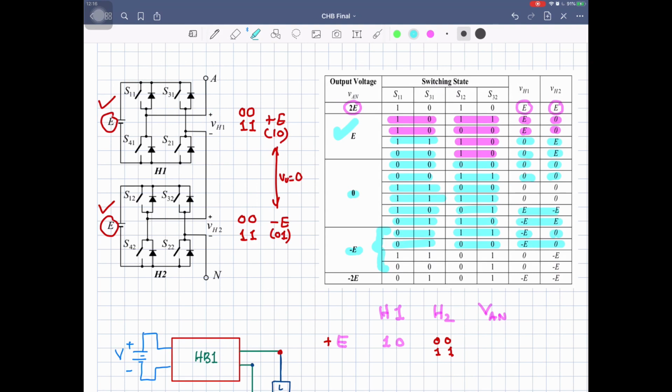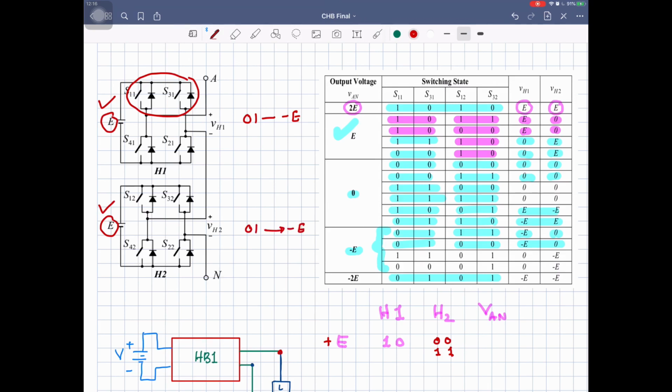There is one combination for which you will get 2E, and one combination for which you will get minus 2E. To get minus 2E, what switching code will you have to apply? Minus E from the upper inverter and minus E from the lower inverter. So you will have 0 1, because by applying 0 1 to the high side switches, you will get minus E output from here, and if you apply 0 1 over here, you will get minus E. So the net sum will be equal to minus 2E.